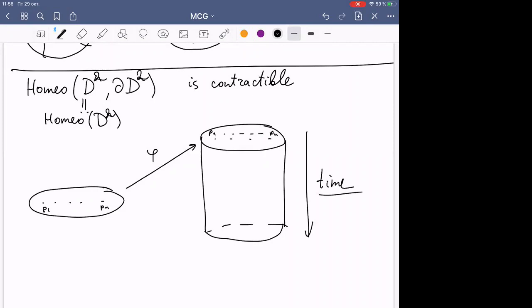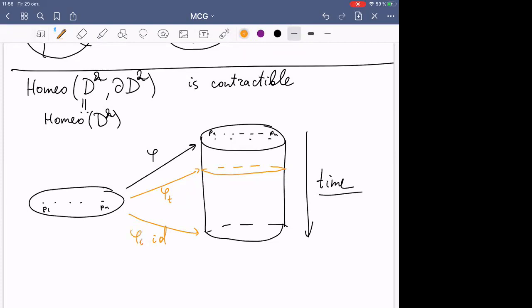And for each moment of time, I have a mapping phi t to the same disk. But now it is not true that it makes marked points to marked points. It just sends these points to some points in the disk.